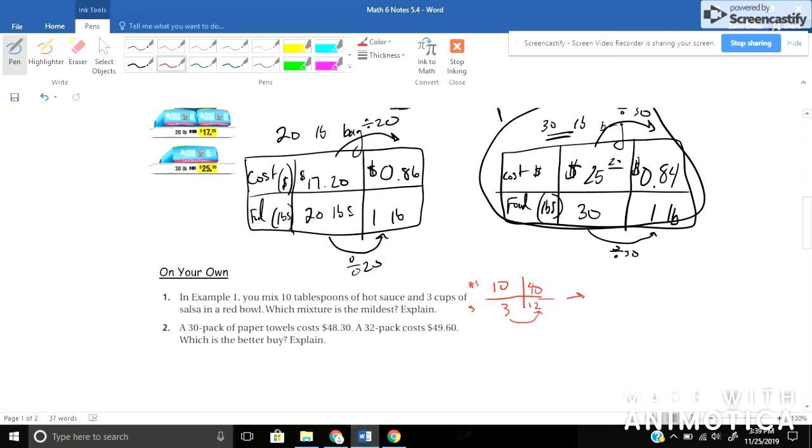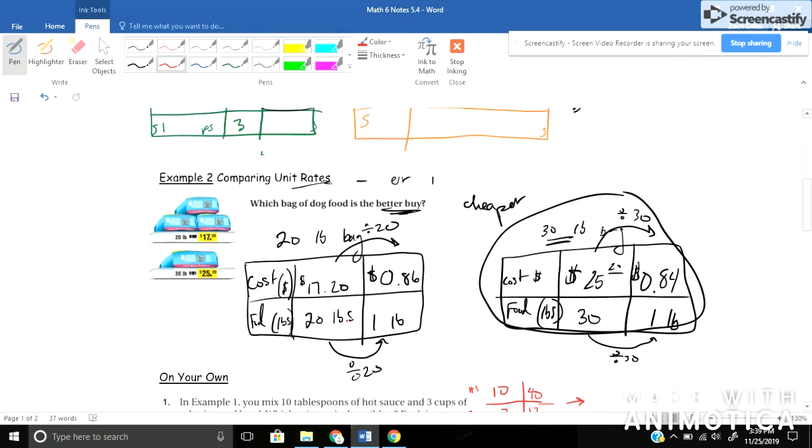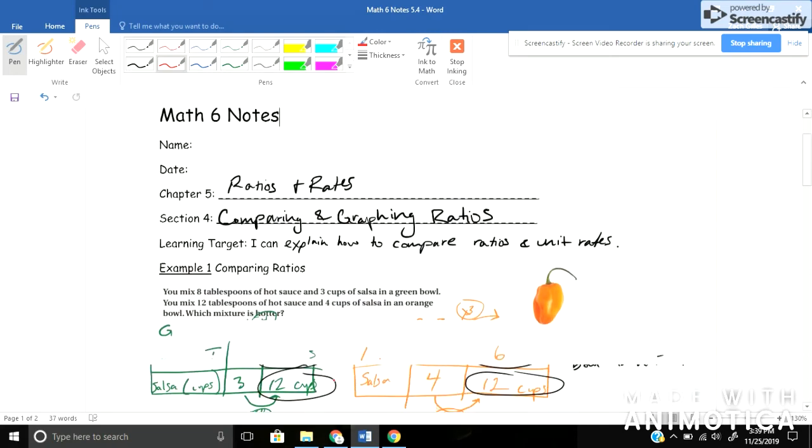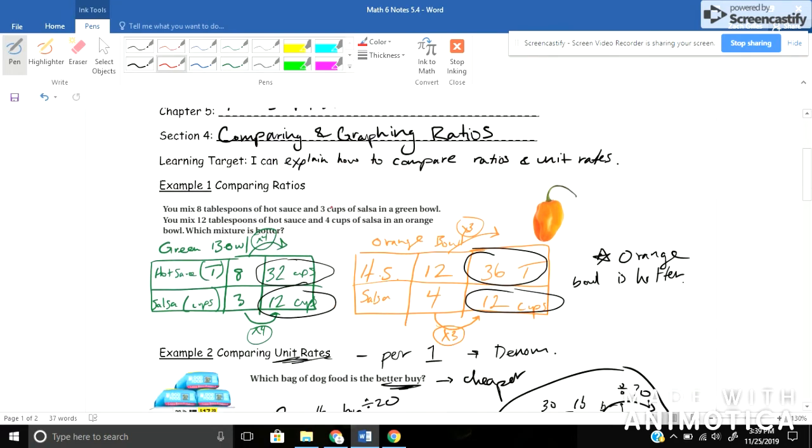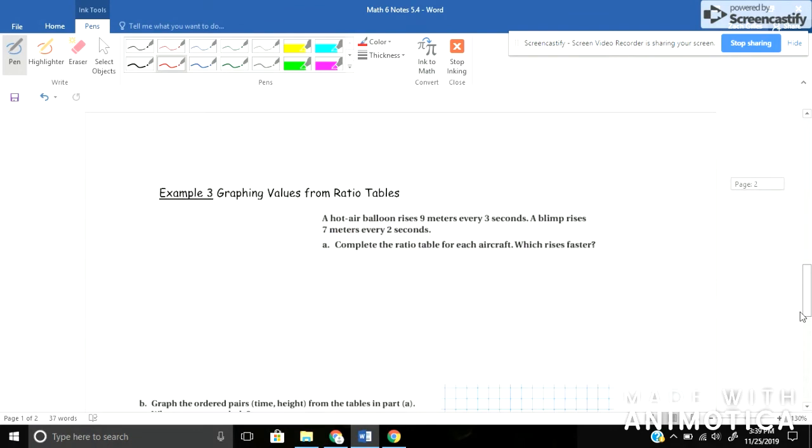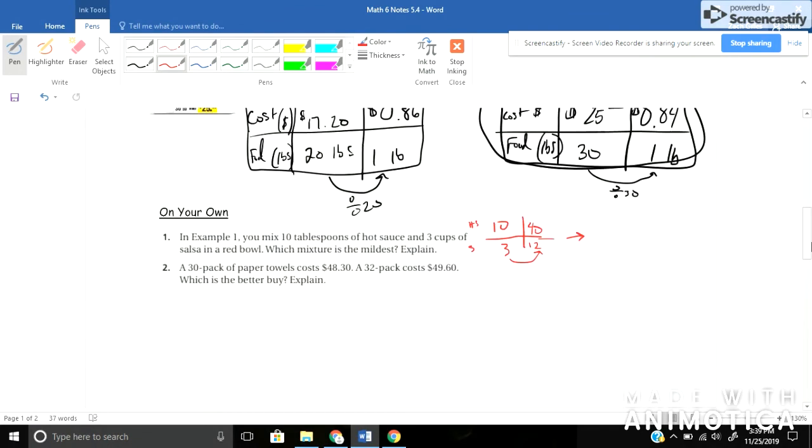So that was more than both the other ones. So this red one is going to be the hottest. This asks for the most mild. So looking back here, the one with the least amount of hot sauce would be the green bowls. Sorry there. So the mildest would be the green, because I had the least amount of hot sauce per 12 cups of salsa. Okay.